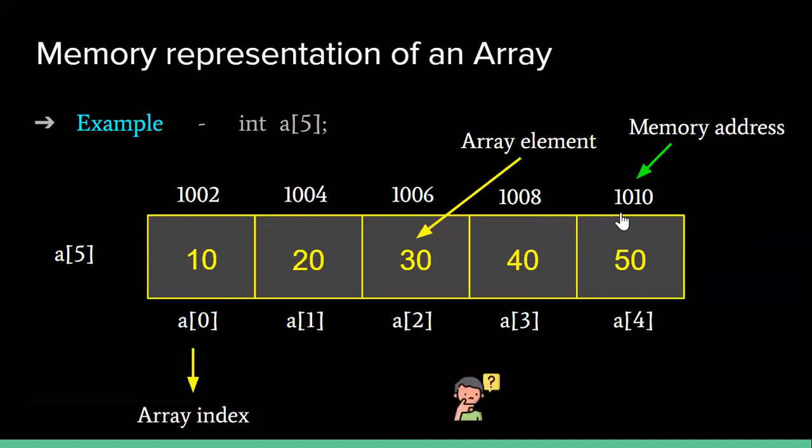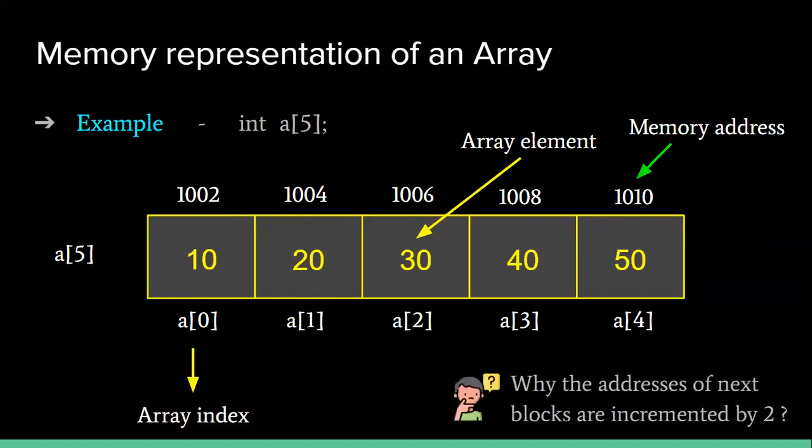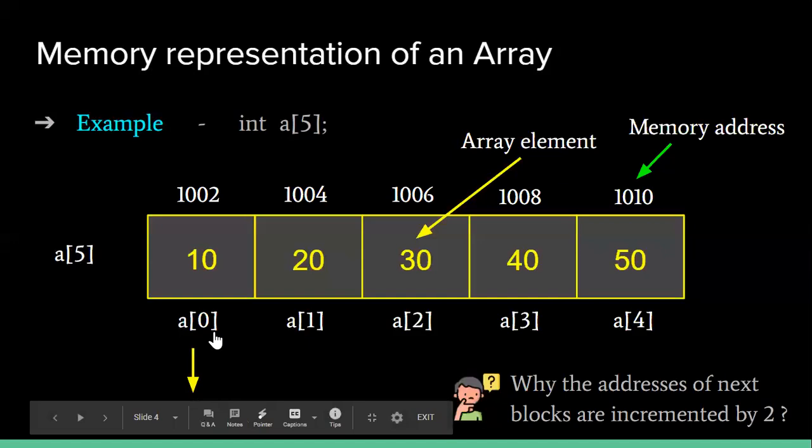One more question here is why the addresses of the next blocks are incremented by 2. This is because we have declared an array of integers, and each data member of the array allocates 2 bytes of memory. So the first is 2, so the next one is 4. It may vary as per your system, but normally in Windows, it occupies 2 bytes for an integer. That's why the address is incremented by 2. And also remember one more thing, that array index always starts with 0.